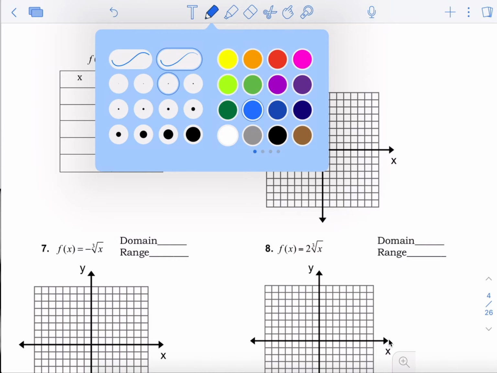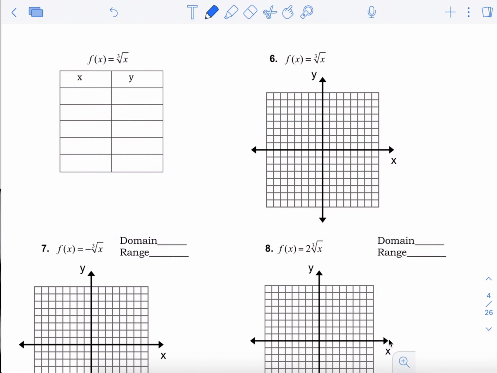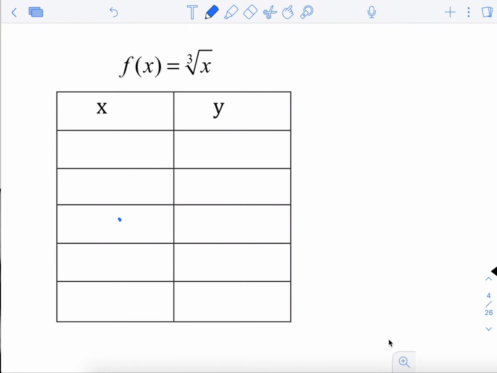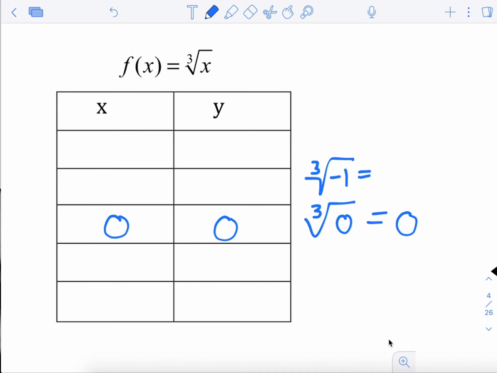Remember, cube roots, you can cube root a negative. Okay, so I'm going to zoom in real quick. We definitely want our 0, 0 in the middle, because if I cube root a 0, I get 0. But since I can do negatives, let's think about what the cube root of a -1 is. What could I multiply by itself 3 times to get a -1? Well, that would be -1, because I would do -1 times -1 times -1 gives me what I want.